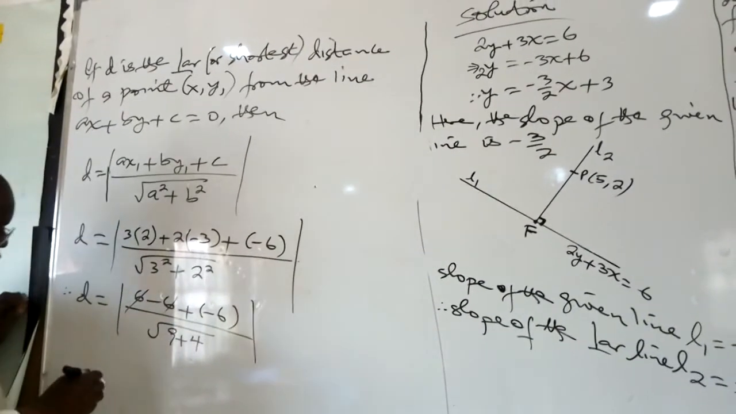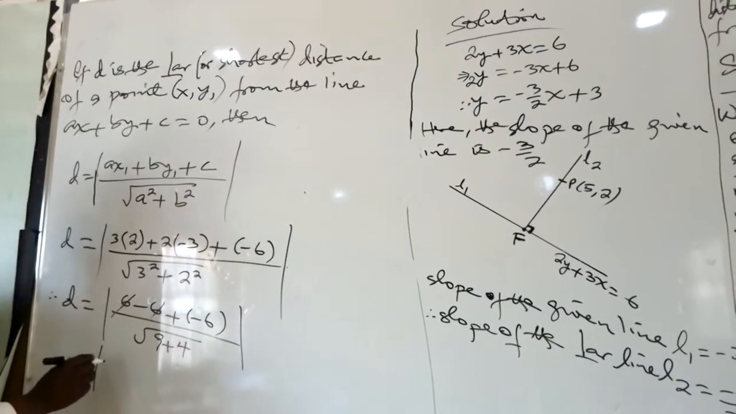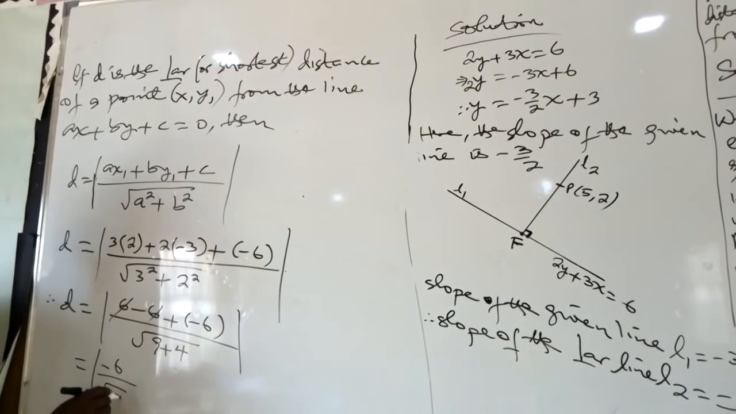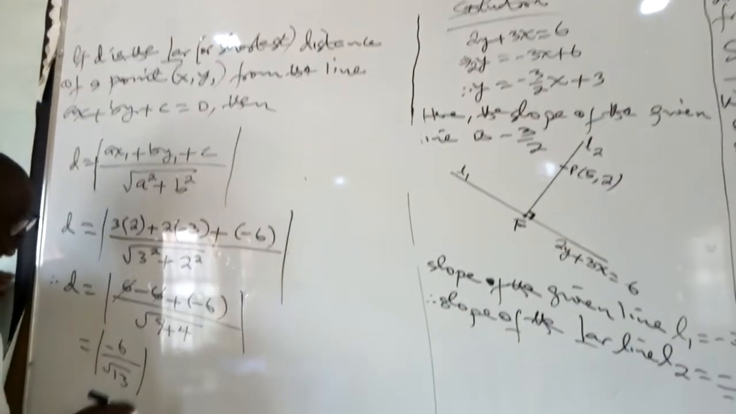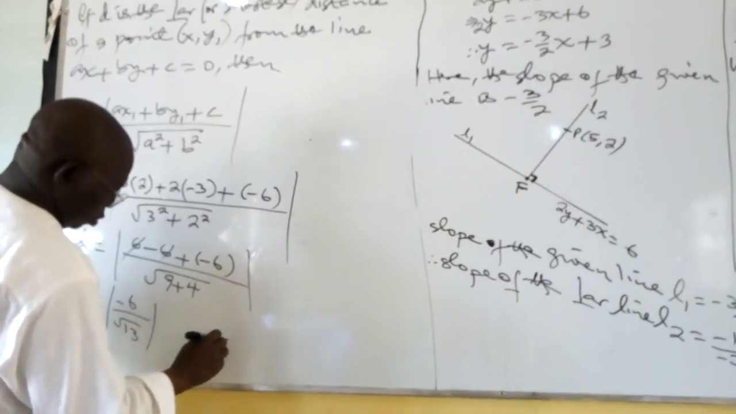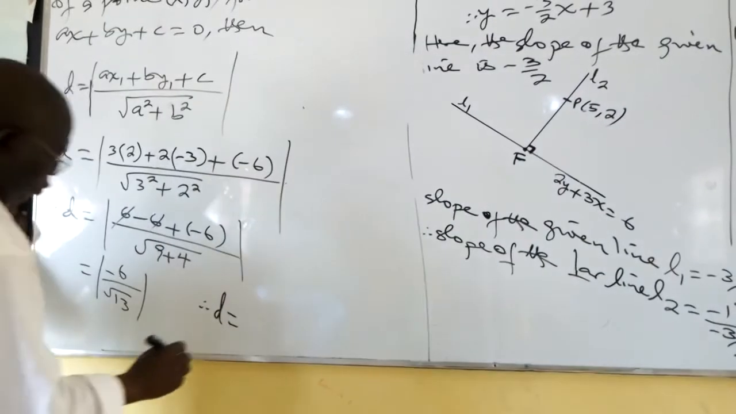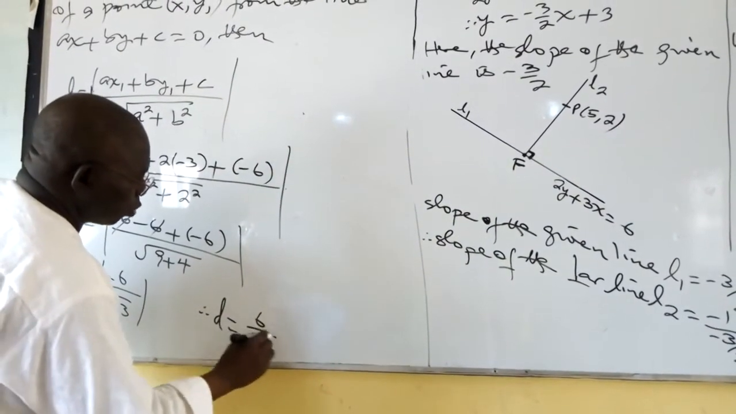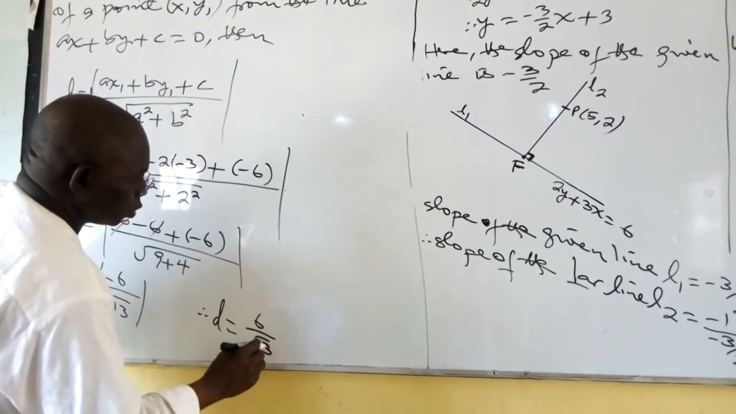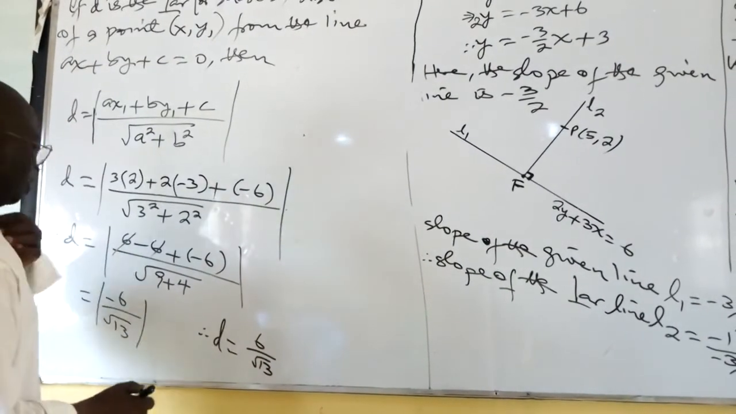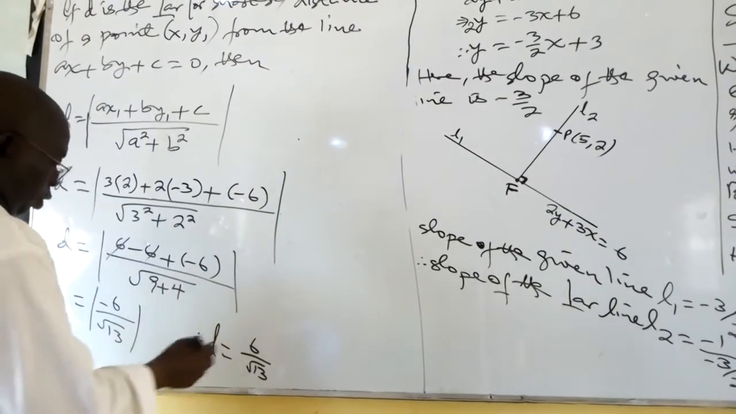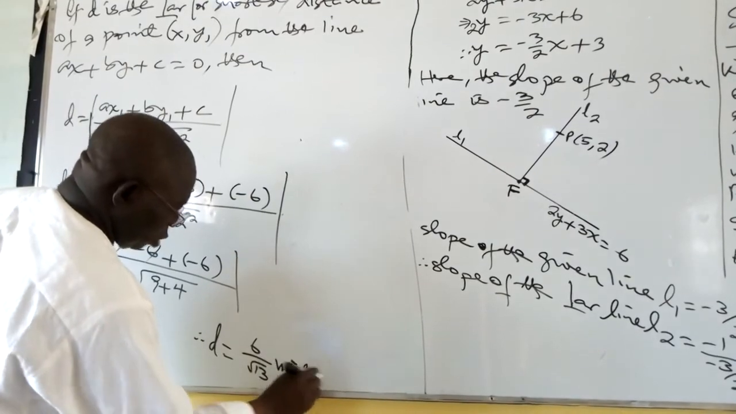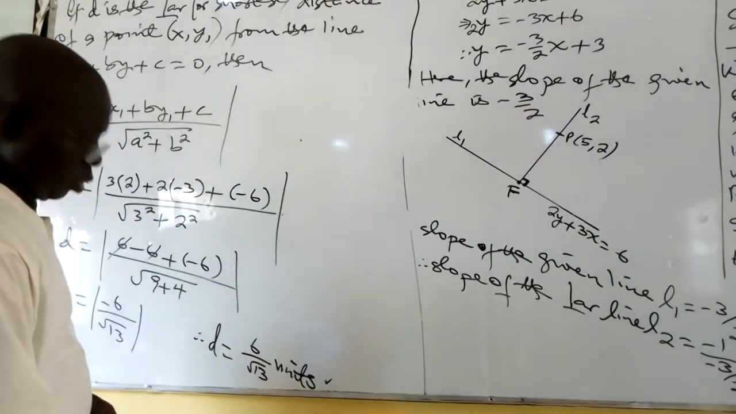So I'm left with the absolute value of minus 6 over the root of 13. So my d is equal to, the absolute value of a negative number is positive, so that is 6 over root 13 units. Or if I rationalize it, I can leave it like this, in units. That is my answer.